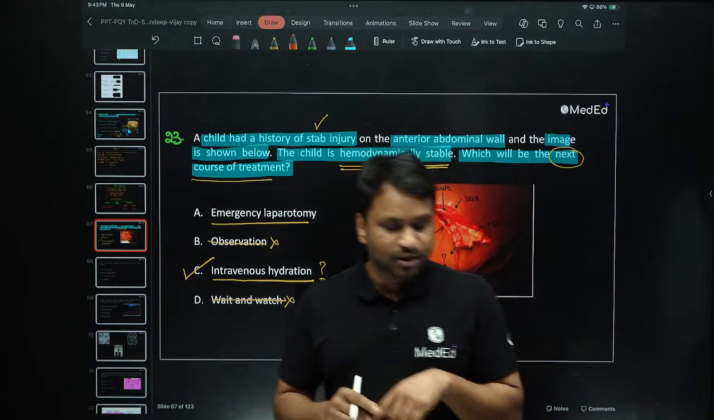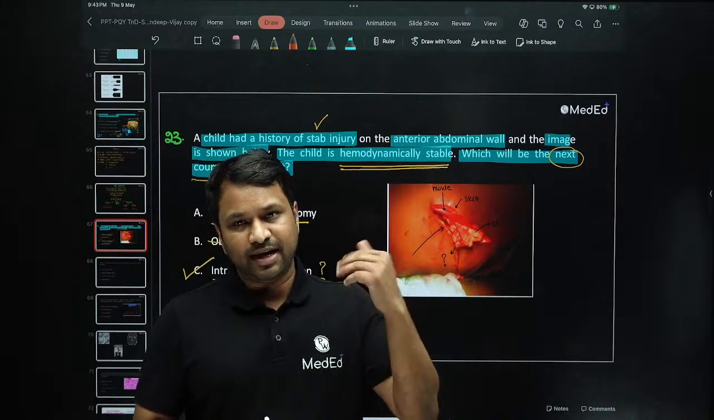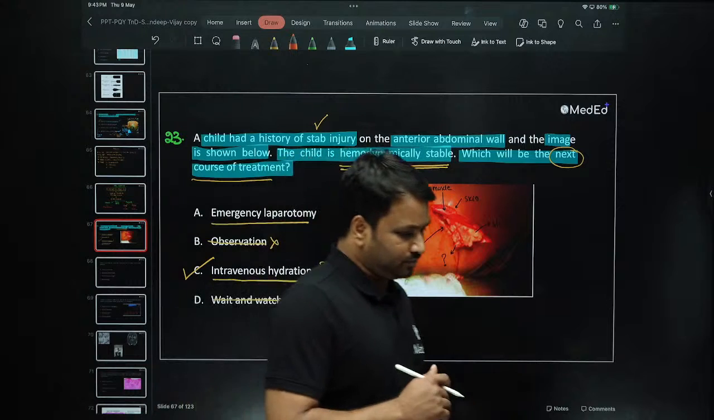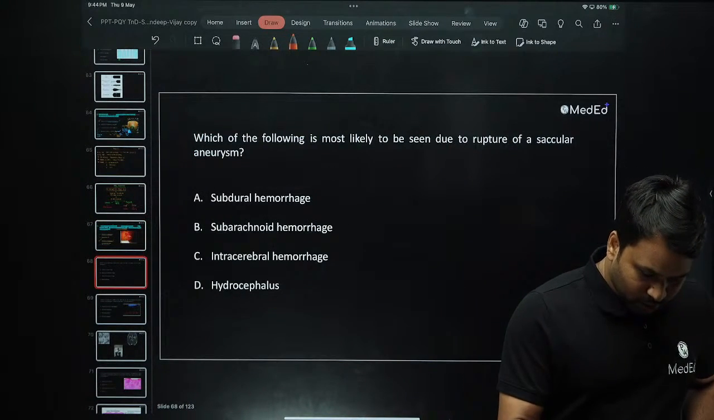He's asking the next course of treatment, IV fluids. If they ask what the ideal management is, that is going to be exploratory laparotomy. Go to question number 24.